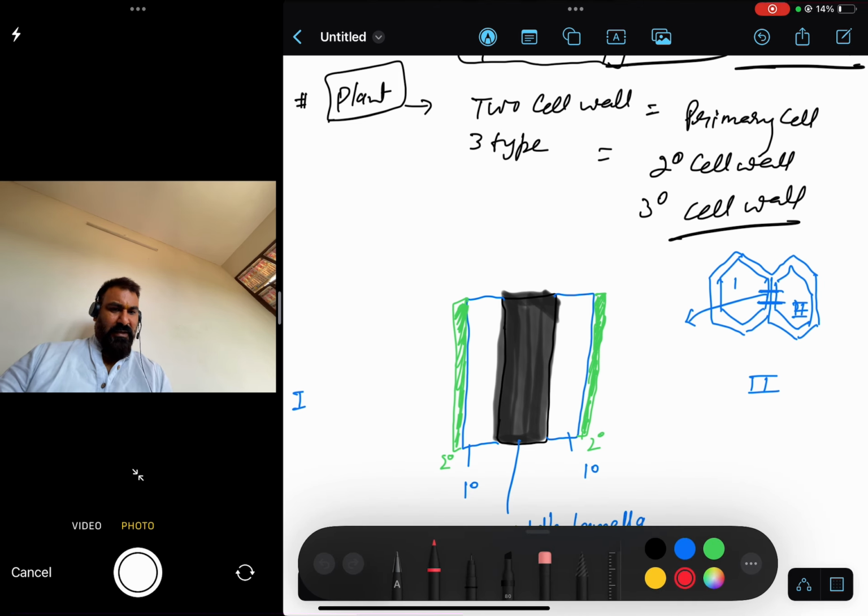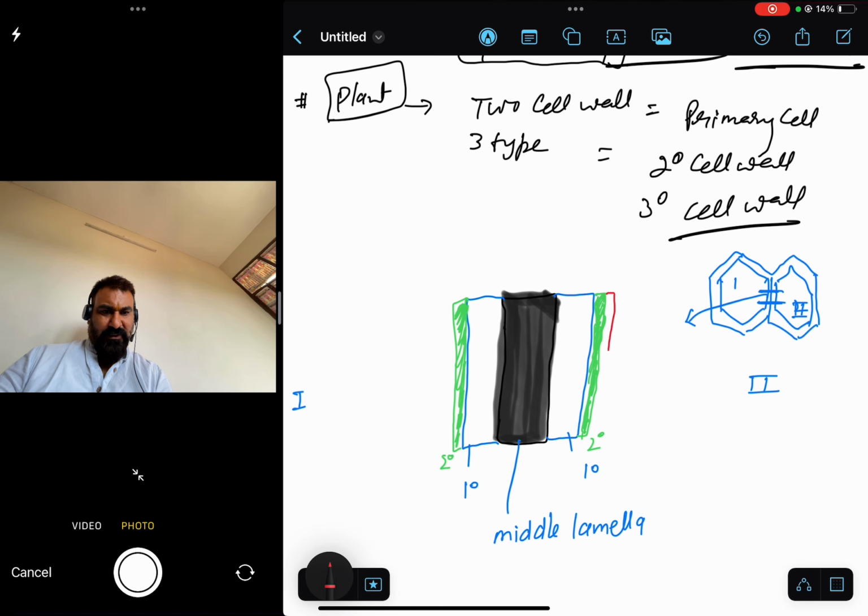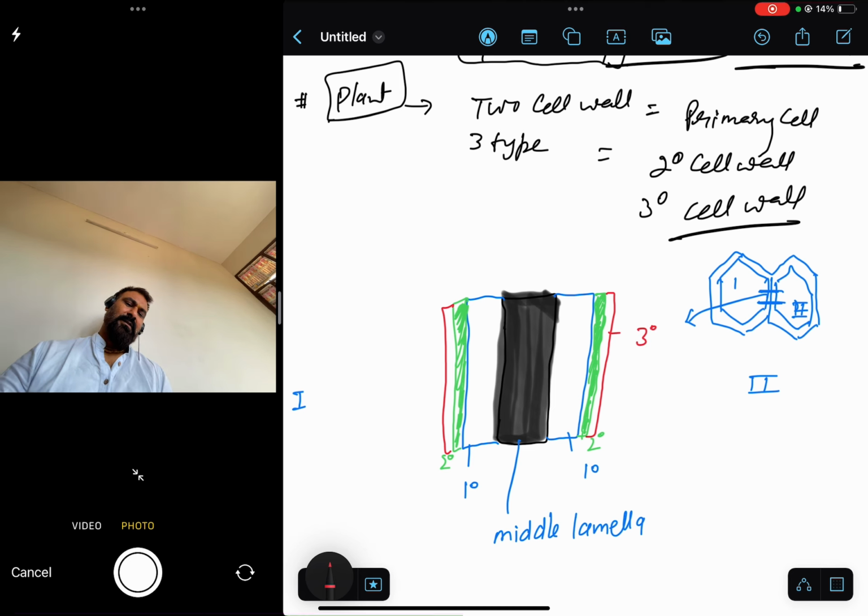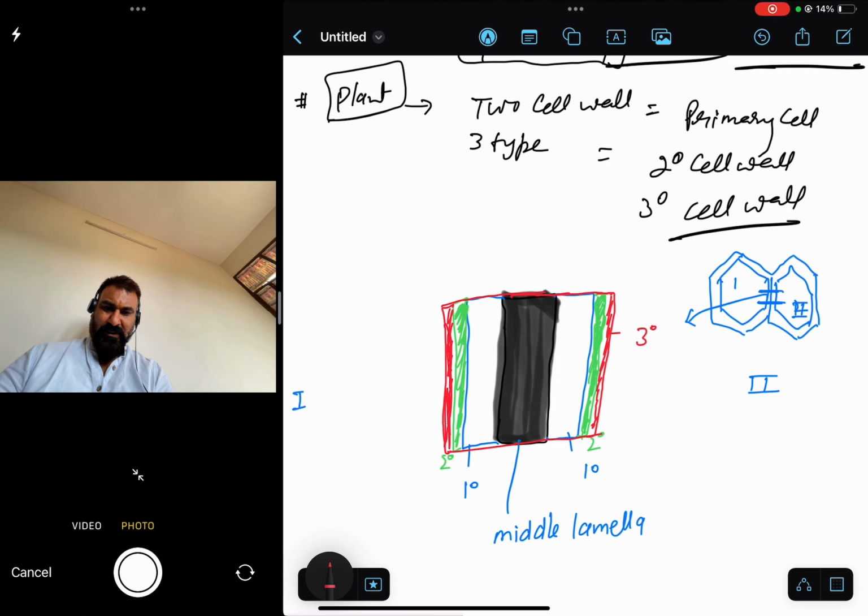And sometimes a third layer is also produced around this secondary cell wall, that is known as the tertiary cell wall. This is known as the tertiary cell wall. Okay, so this is tertiary. The red one is tertiary here. I think you can understand the position easily now. So that is the primary.